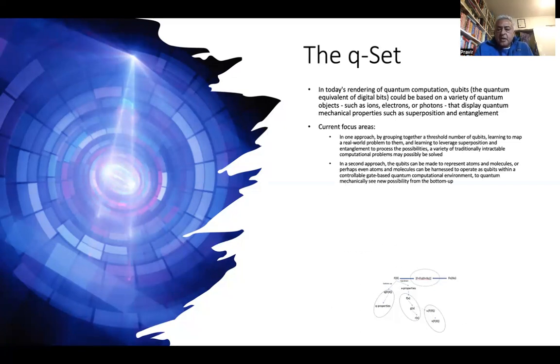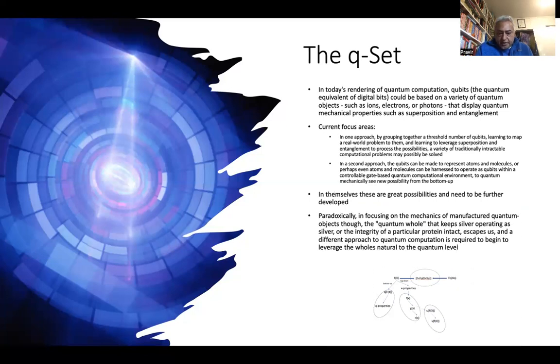In the second approach, the qubits can be made to represent atoms and molecules, or even atoms and molecules can be harnessed to operate as qubits within a controllable gate-based quantum computational architecture. And then there's a different way of applying quantum mechanics and speeding up the computational process. So in themselves, these are, of course, great possibilities, and they need to be further developed. And that's what's going on today.